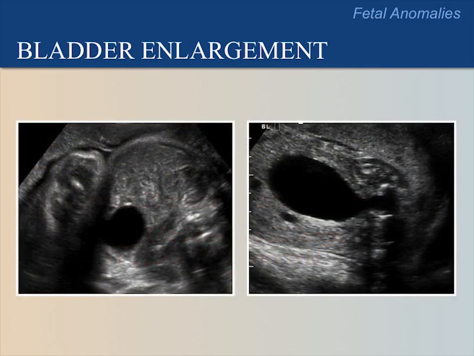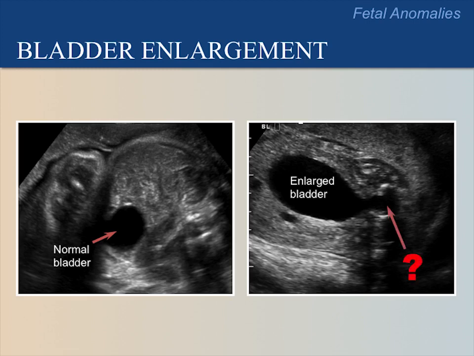Please pause the video now to look at these images as a group and ask what the structure is and whether it appears normal. In both images, the structure is a fetal bladder. The bladder on the left is normal in size. Note the smooth contour and absence of pyramids or ridges like we saw in the kidney. On the right, you can see how the bladder takes up much more space in the abdomen and appears to be enlarged.